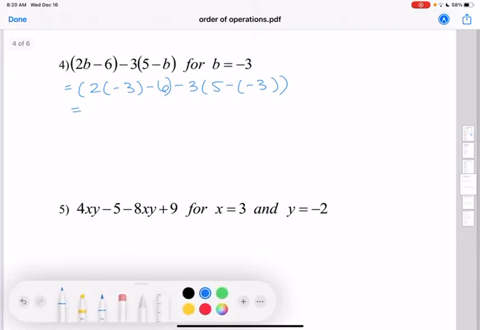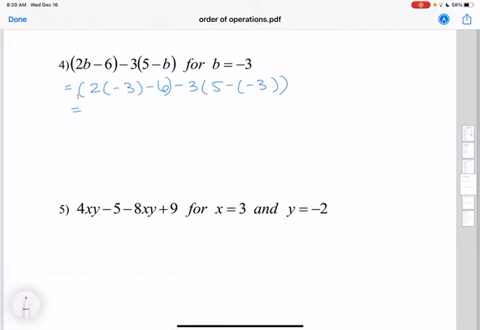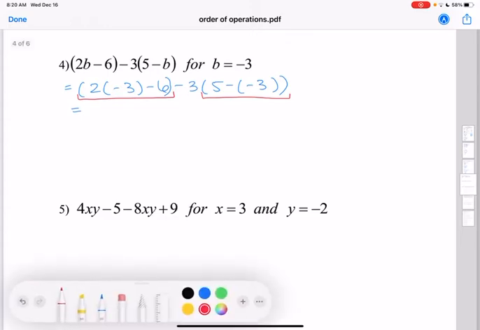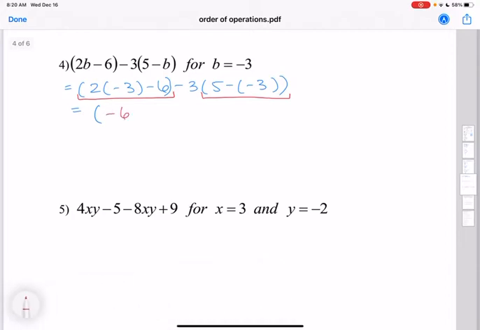Let me change colors. So we have these parentheses, and then we have these parentheses. Okay, so let's deal with all of that if we can. Within that first set of parentheses, are you okay if we do the multiplication right now? Let's go ahead and give it a try. So we'd have a -6. So there's a -6 minus 6. There's that first set. Bring down the minus, bring down the 3.